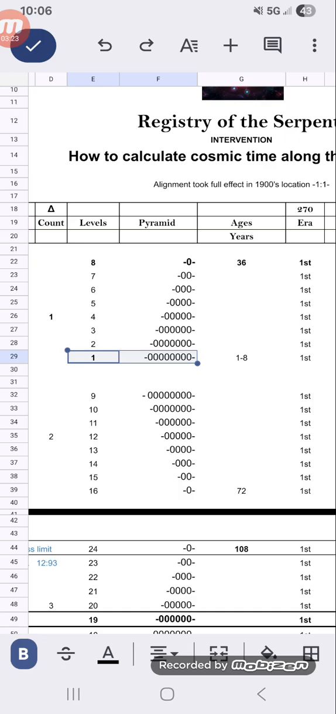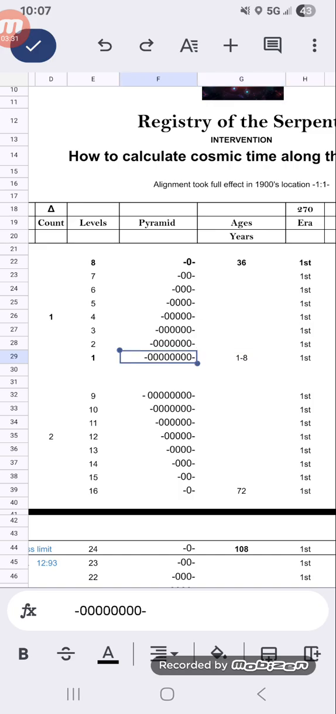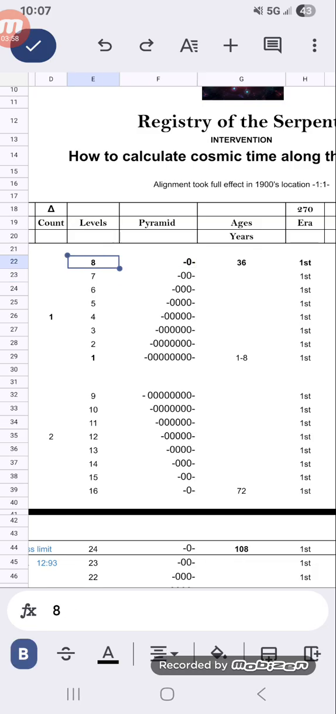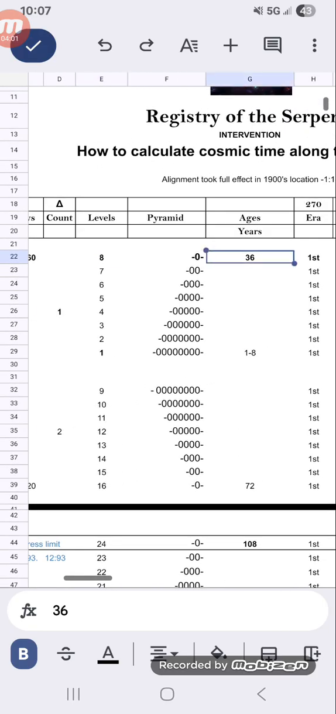Level number 1 will have 8 numbers. Level number 2 will have 7 numbers. Level number 3 will have 6 numbers. Level number 4 will have 5 numbers. Level number 5 will have 4 numbers. Level number 6, 3 numbers. Level number 7, 2 numbers. And the last level here, which I call the helix, is 1 number.